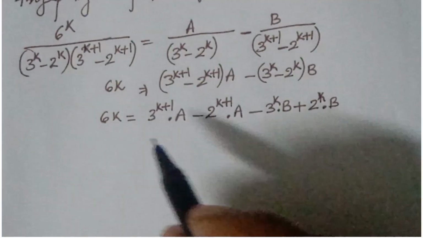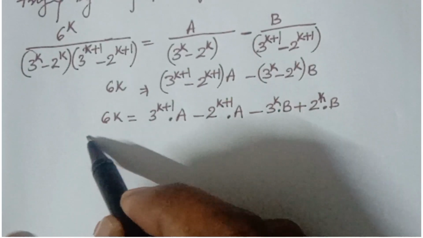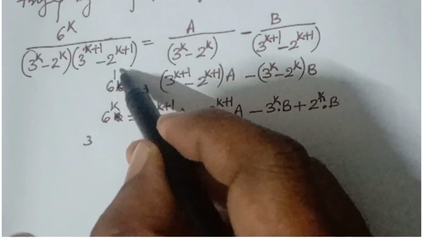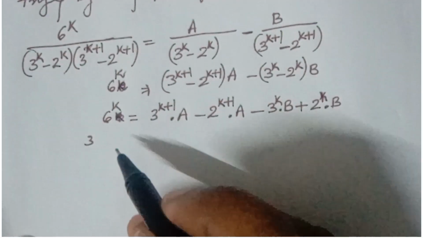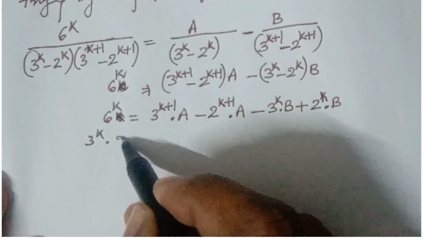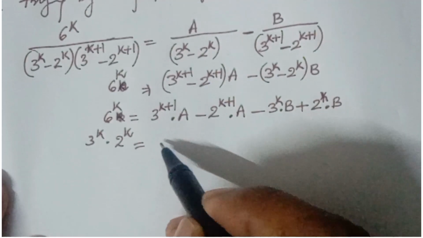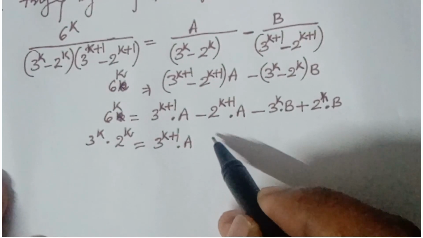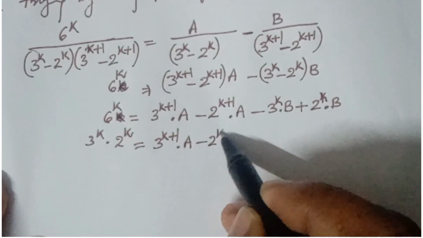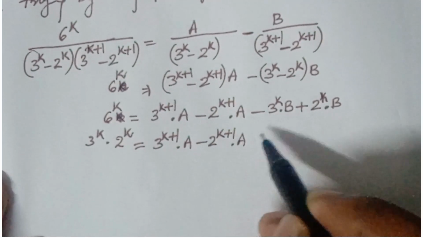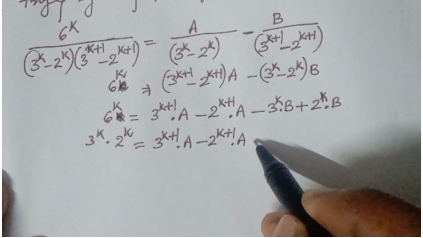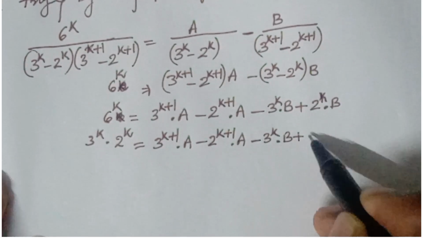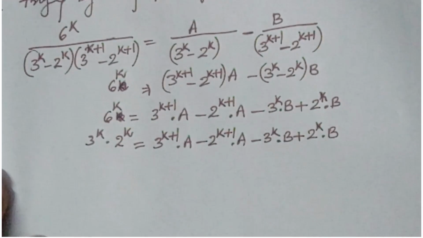Here I wrote a mistake: it is 6 to the power of k. So here this can be written as 3^k into 2^k. So 3^(k+1) into A, minus 2^(k+1) into A, minus 3^k into B plus 2^k into B.